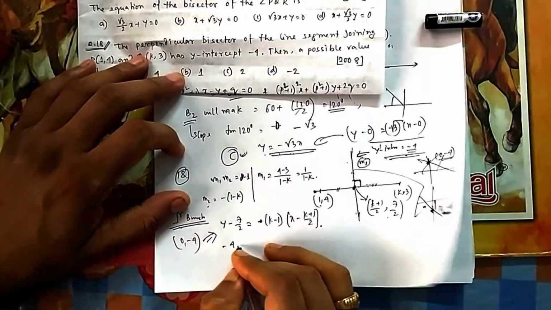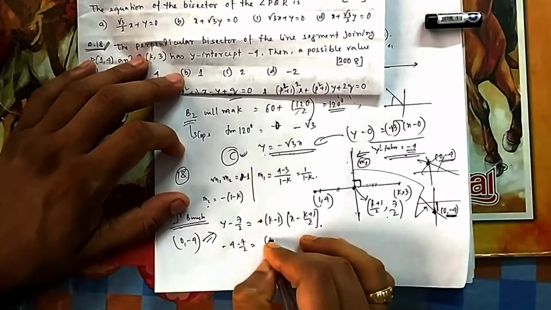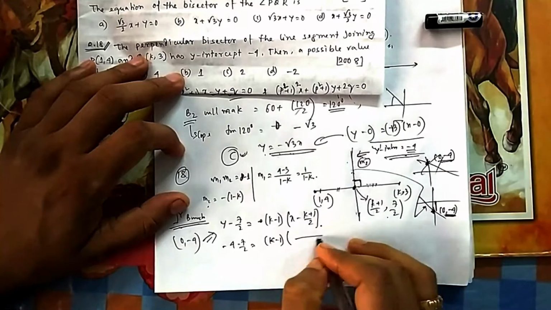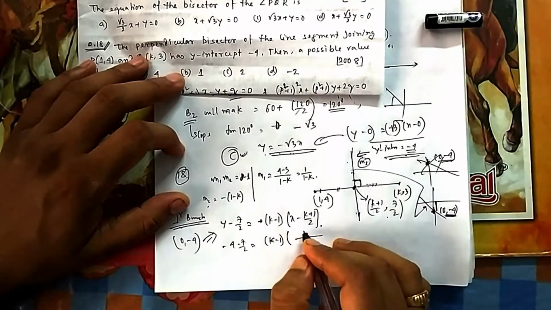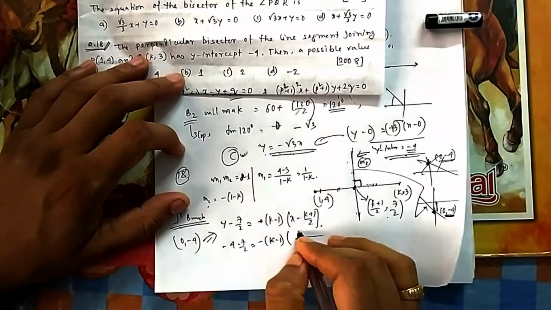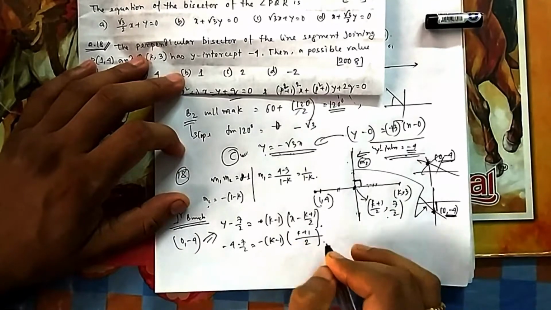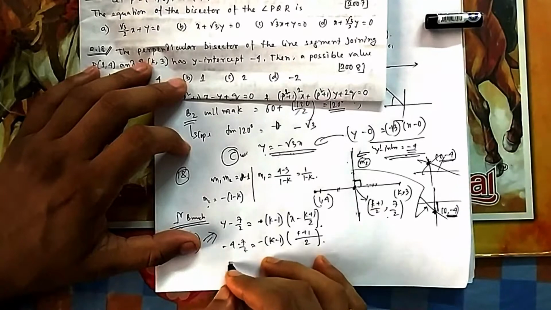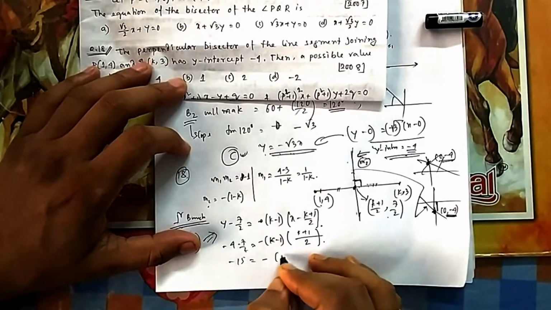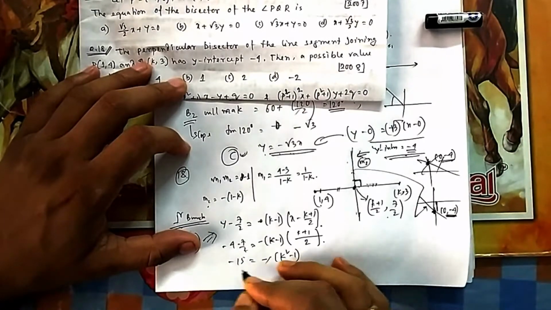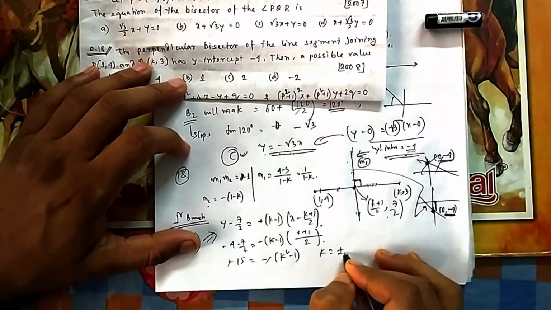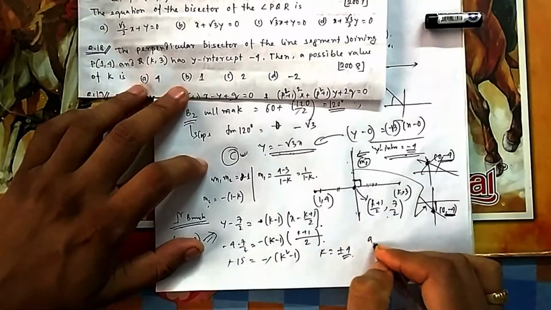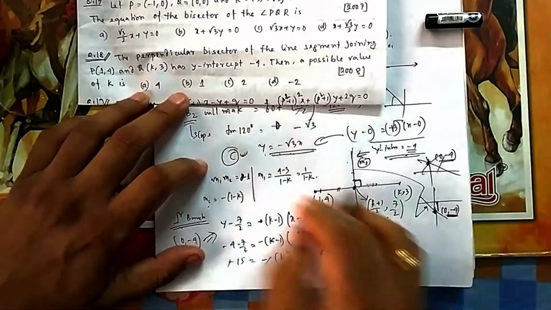So if you put it there, minus 4 minus 7 by 2 equals (k minus 1) times (0 minus (k plus 1) by 2). The 2 will get cancelled, so 8 minus 15 is equal to minus k square minus 1, or k equals plus or minus 4. So the possible value of k, only one option is there, plus 4, so it is option A.